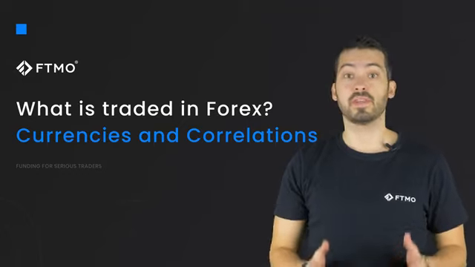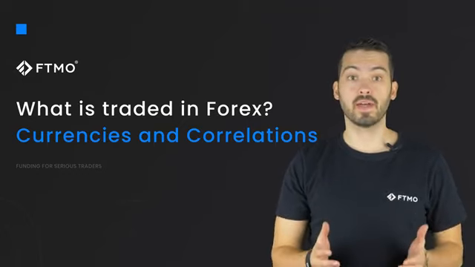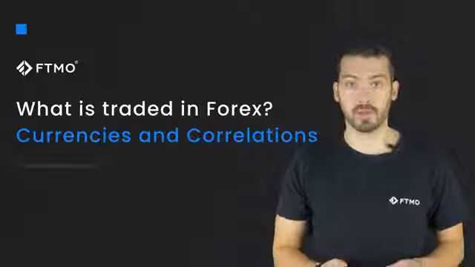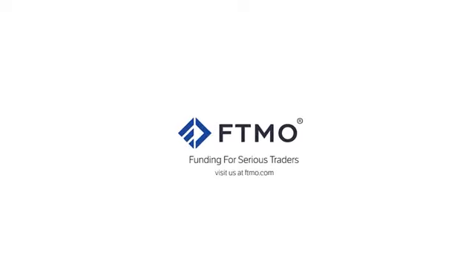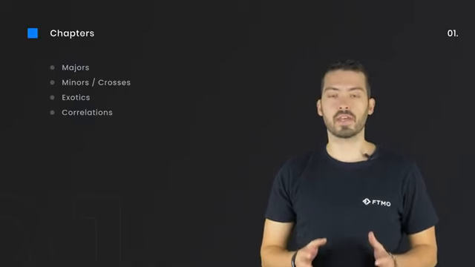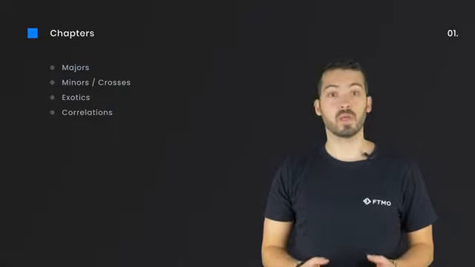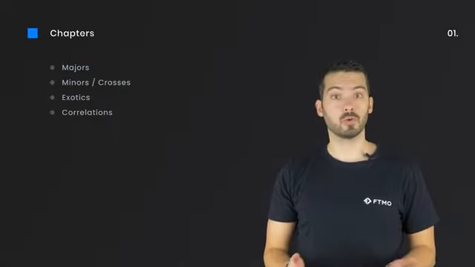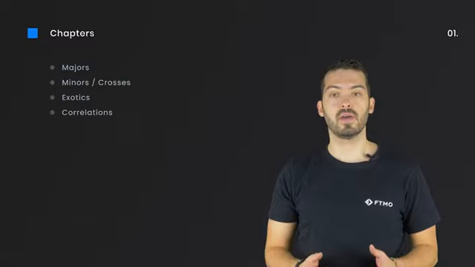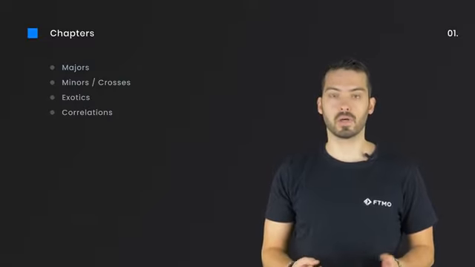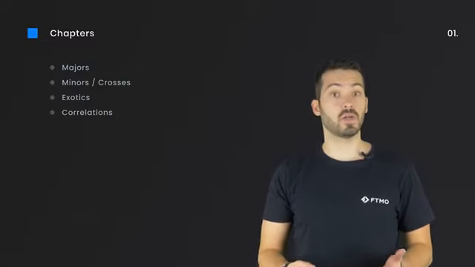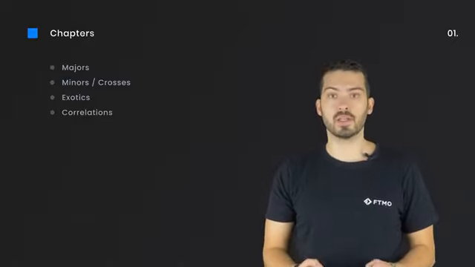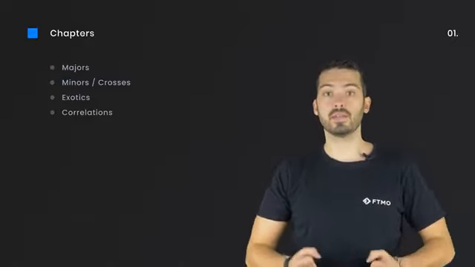Hello traders! In this video, we are going to have a look at currencies traded on the Forex market. All currency pairs have the same structure. For example, if we have Euro-USD, Euro is called the base currency and the USD is the quote currency. For currency pair USD-JPY, USD is the base currency and JPY is the quote currency.